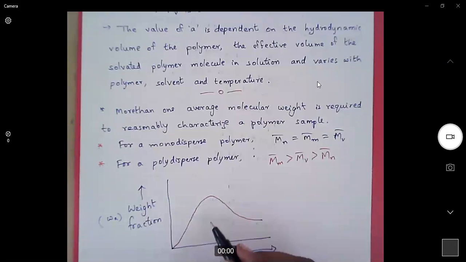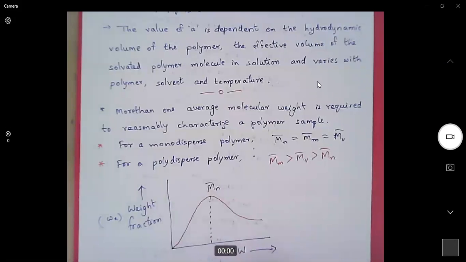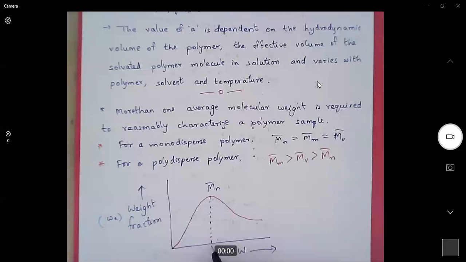Here M_n bar, because it talks about the numbers, may have the highest number. Obviously it will talk about the highest number. But when we look at mass, it is not the highest. Numbers, yes, it is the highest, but in terms of mass, it is the lowest. Then M_v bar, then M_w bar. So M_w bar will give the highest molecular weight, then M_v bar. Of course, these two are very closely related, then M_n bar.